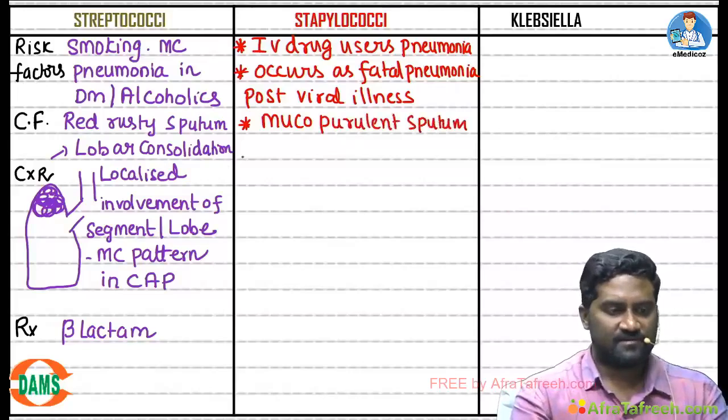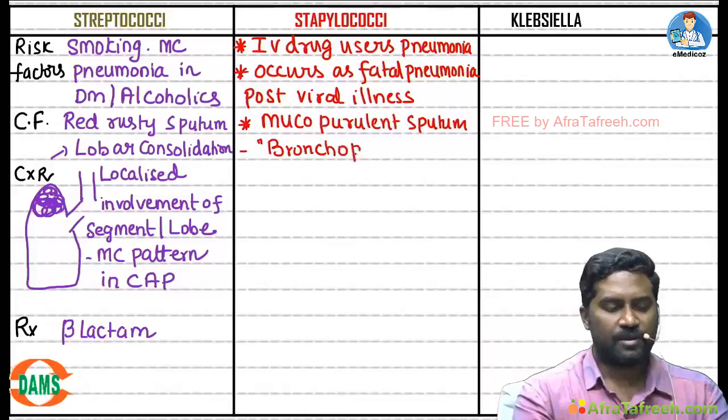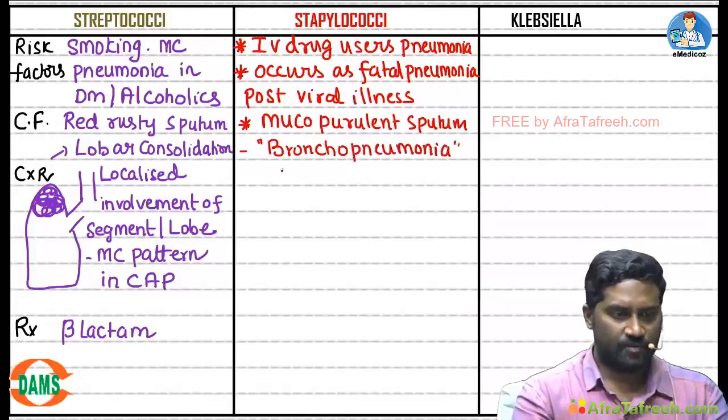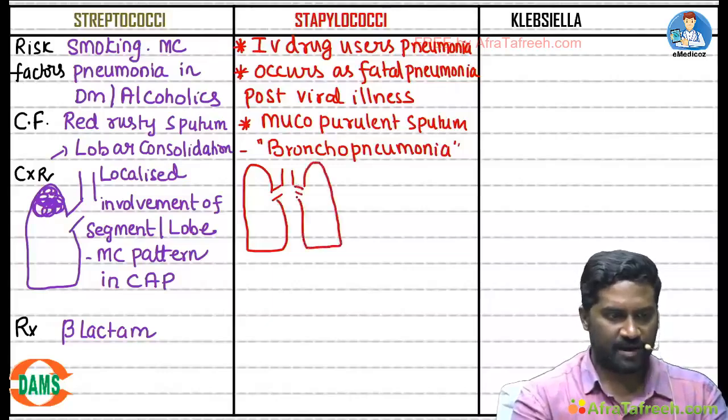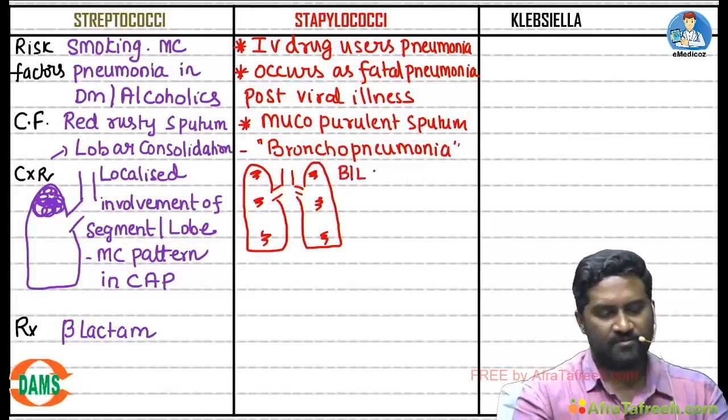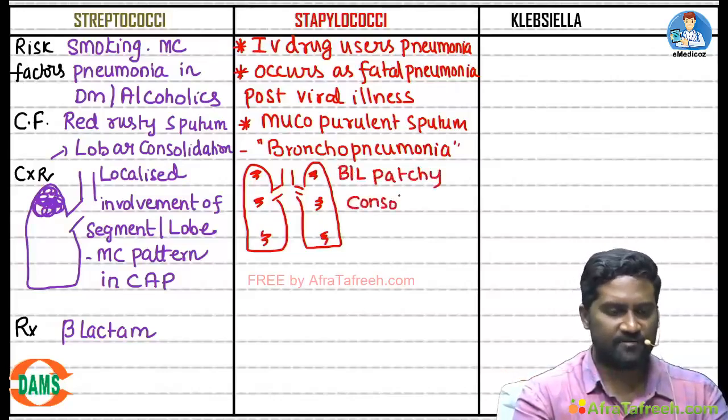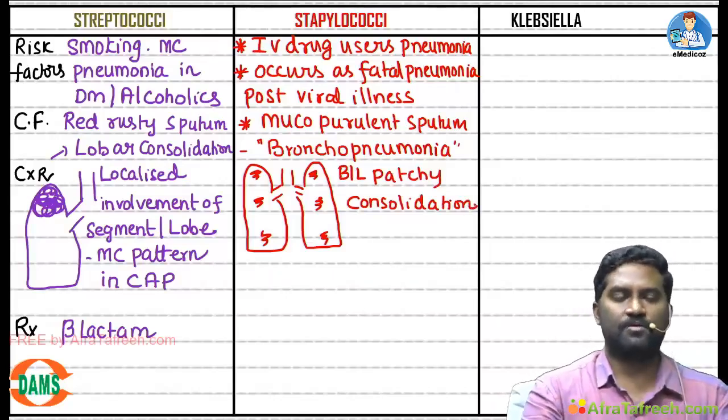And the classical chest X-ray finding is called bronchopneumonia. What is this bronchopneumonia? If you consider this is the lung, there will be bilateral patchy consolidation. This bilateral patchy consolidation is called bronchopneumonia.